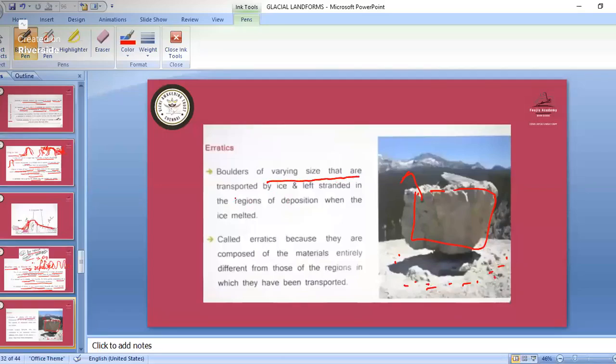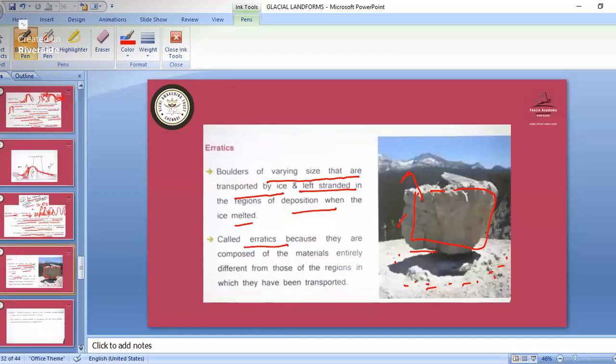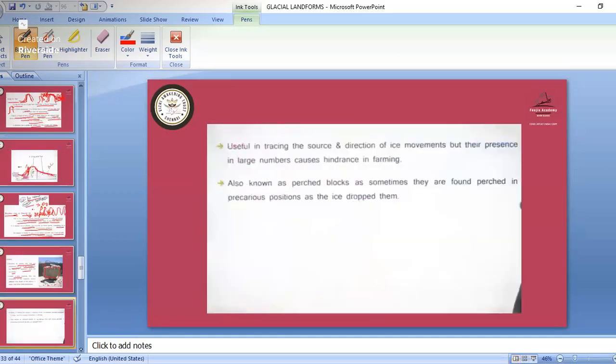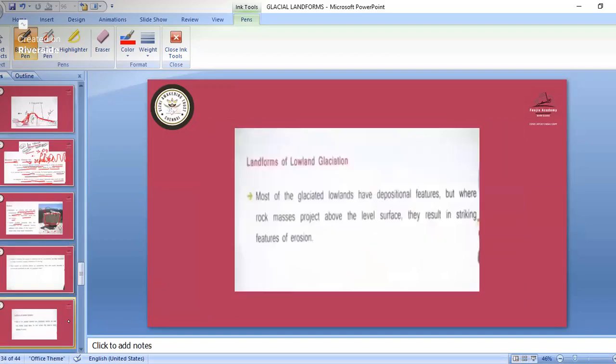Boulders of varying size that are transported by ice and left extended, if they are not eroded, or when they are eroded and brought to some other place, are left alone. In those regions of deposition, when the ice has melted, they will be known as what? Erratics. So this is about the erratics.